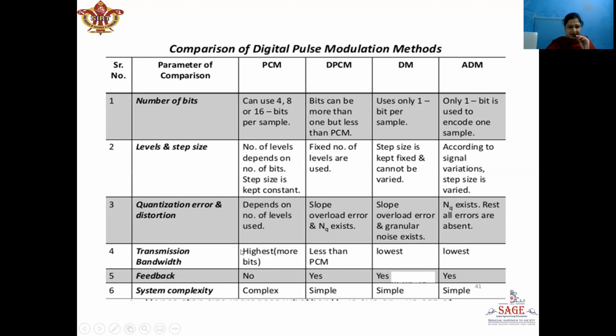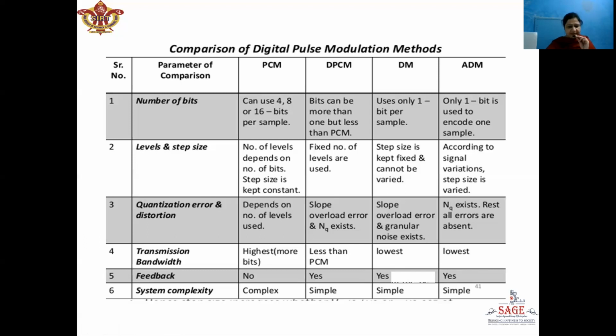Now, transmission bandwidth, as we have already discussed, in PCM, more number of bits per sample is used, so the transmission bandwidth is highest. Whereas in DPCM, it is less than PCM, and in delta modulation and adaptive delta modulation, only 1 bit is used to encode one sample, so the transmission bandwidth is lowest in both the cases. Now, feedback. In PCM, there is no feedback. In DPCM and in delta modulation and ADM, we have feedback from output signal to the input sample input.